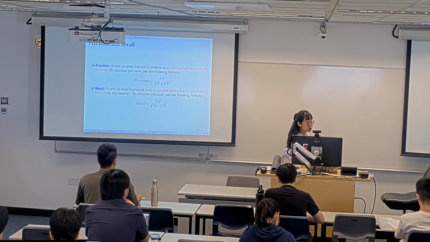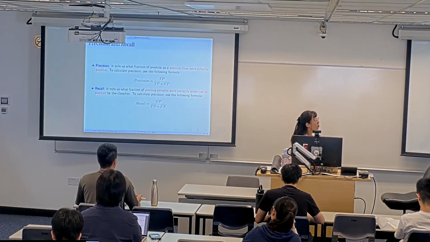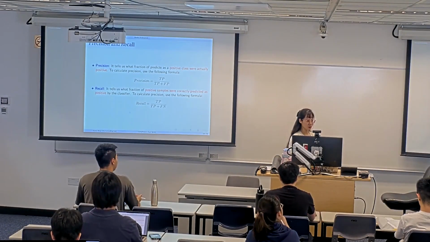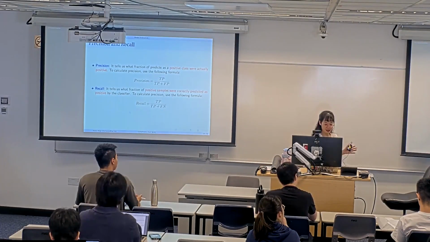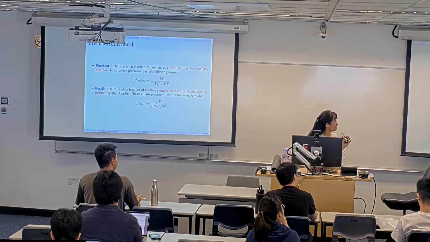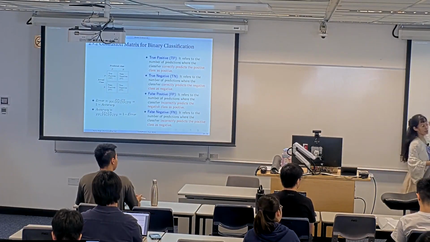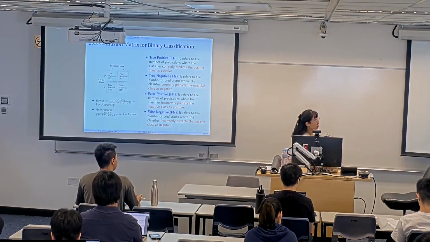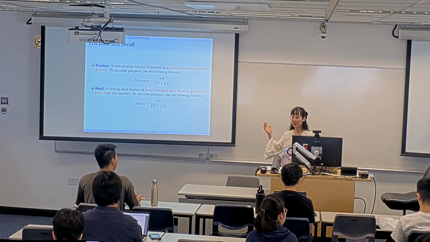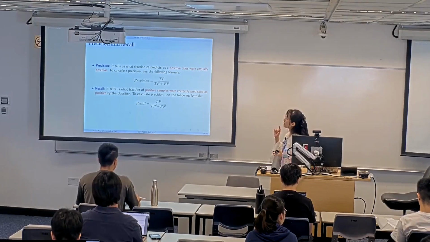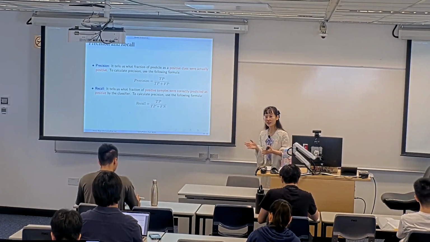Then another metric is called recall. Recall tells us what fraction of positive samples were actually predicted as positive by the classifier, and the formula is true positive divided by true positive plus false negative. If you look at the confusion matrix, it is the true positive divided by the first row. So these are two new evaluation metrics, precision and recall. Just from the mathematical formula, you may find that they are very similar, right? Basically, we try to measure the fraction of true positives among some sets.